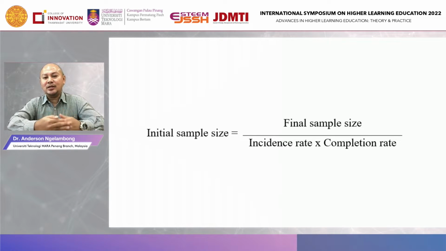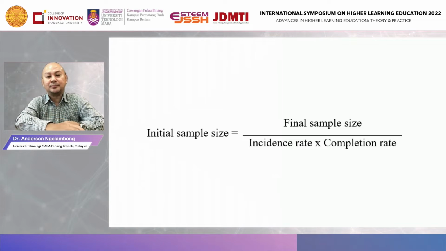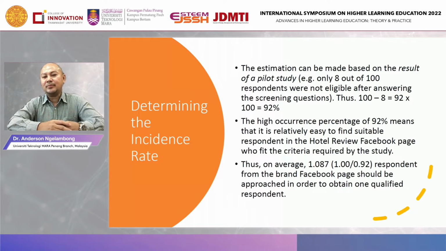The formula is the initial sample size divided by the incidence rate multiplied by the completion rate. In this case, you should know what the incidence rate and the completion rate are. You should determine them. So how do we determine the incidence rate and completion rate? The first one, the incidence rate: the estimation can be made based on the results of your pilot study.